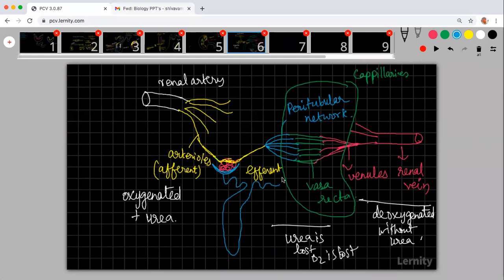You are able to understand. So it will be like this. The afferent arteriole becomes the peritubular network. The peritubular network becomes the vasa recta. The vasa recta join together to form venules. Venules join together to form the renal vein. The peritubular network and the vasa recta are capillaries. It is coming in as an artery. The artery is branching into arterioles. The arterioles become capillaries, the capillaries become venules, and venules become veins. Are we able to understand?